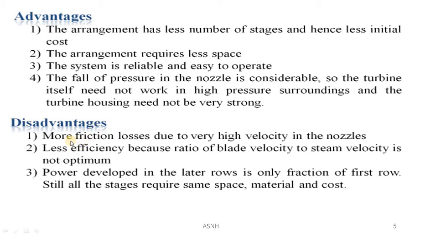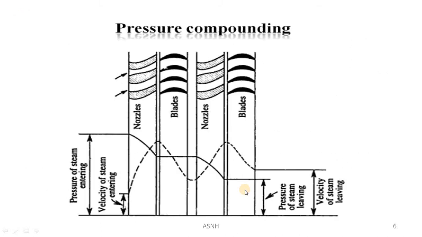Disadvantages: more friction losses due to very high velocity in the nozzle, because the nozzle is a device where we get the high kinetic energy of the steam, so the friction losses are high. Second, less efficiency, because the ratio of the blade velocity to the steam velocity is not optimum. And third, the power developed in the latter rows is only a fraction of the first row. Still, all stages require the same space, material and cost. So these are some disadvantages of the velocity compounding.